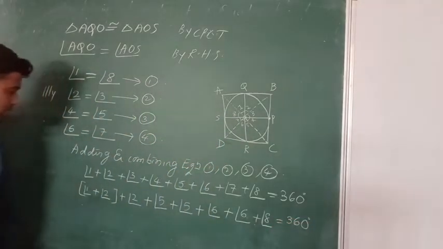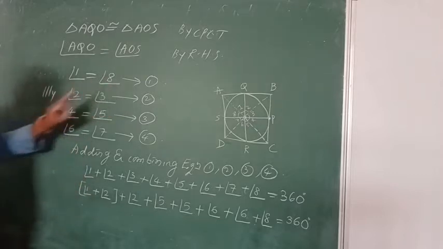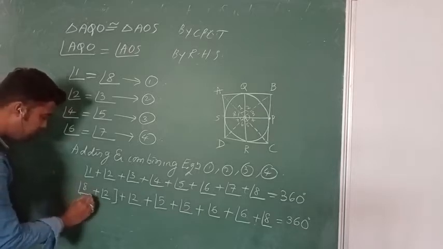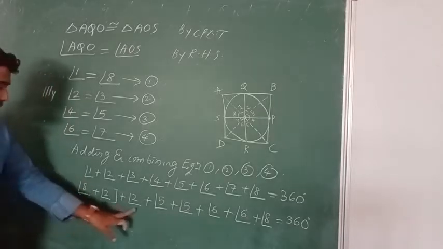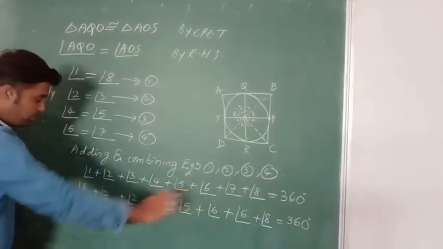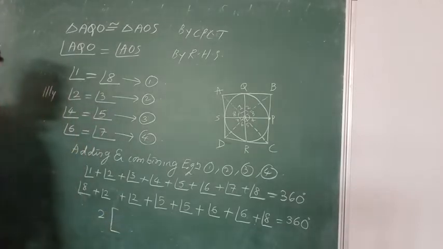You can observe each angle has repeated twice, but angle 1 is equal to angle 8. This angle also I can replace as angle 8. So observe each angle has repeated twice here: 2 times, 2 times, 2 times and this 2 times. So what do I take? 2 as common. Then I will take the angles which will give us angle AOB.